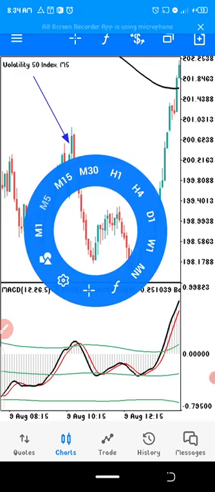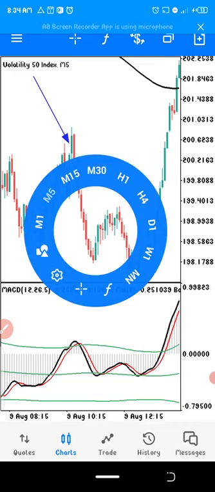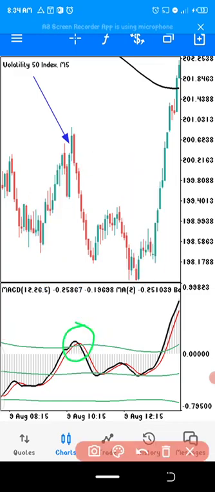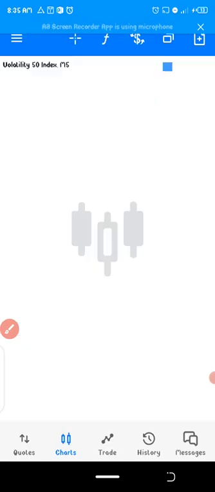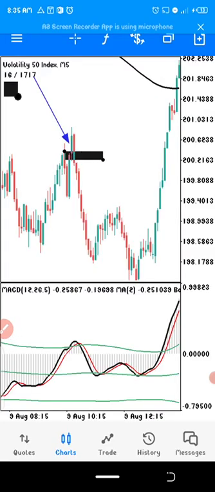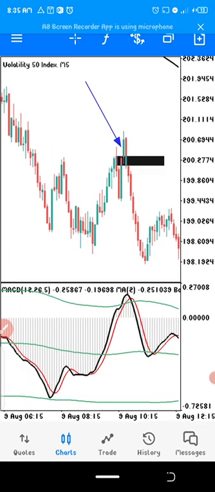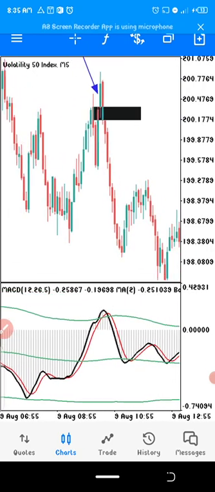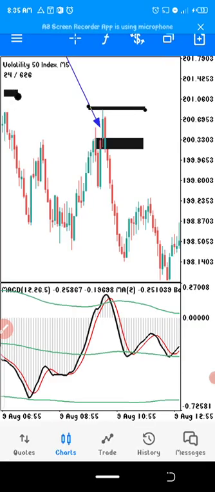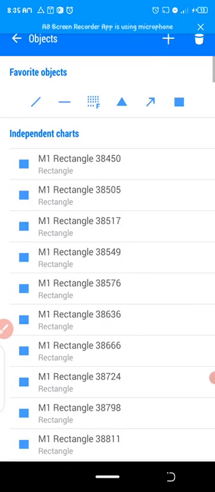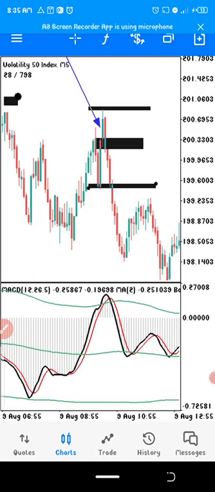This would have been where we have our entry right here. Where would I have entered? I would have entered right here after the close of this big red candle. Where would my stop loss have been? My stop loss would have been a little bit above the last high I can recognize. My 1-to-1 would have been where? This would have been my 1-to-1.